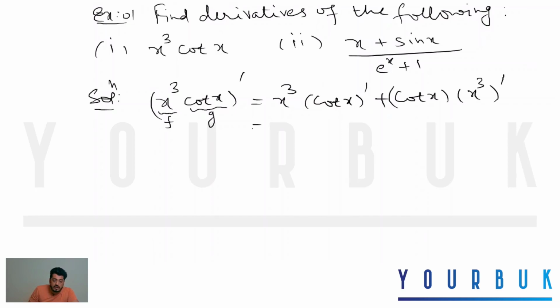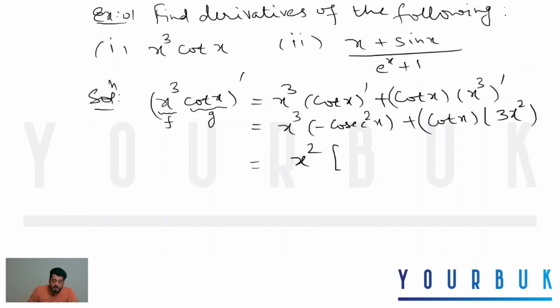Okay, so this is equal to x cube into minus cosecant square x plus cot x, and the derivative of x cube will be by the formula x to the power n. What was the formula? It is n x to the power n minus 1. So it is 3 into x to the power 3 minus 1, that is 2. So this is your answer. That is, you can take something common. Obviously x square is common. So it will be x square times minus x cosecant square x plus 3 cot x. So this is your final answer. I hope this is clear to each and every student.